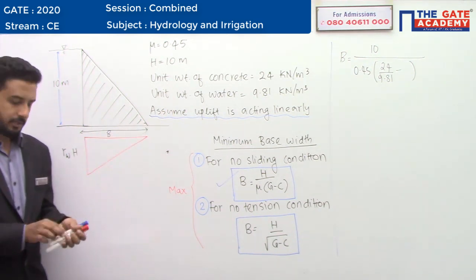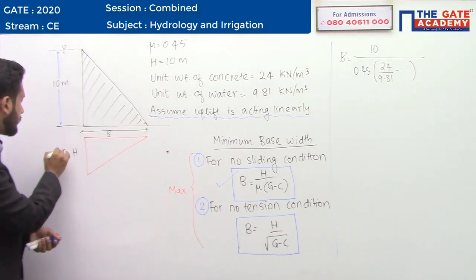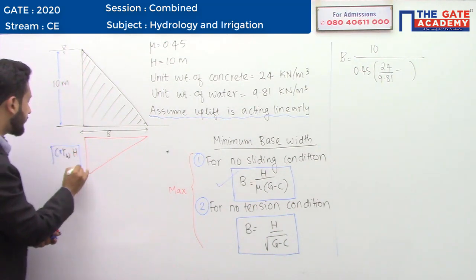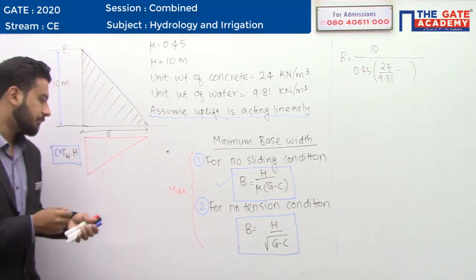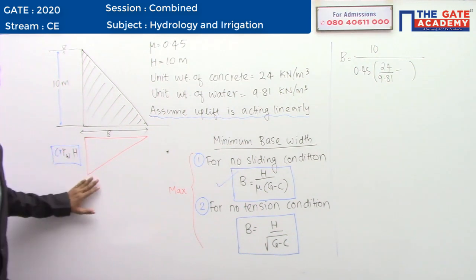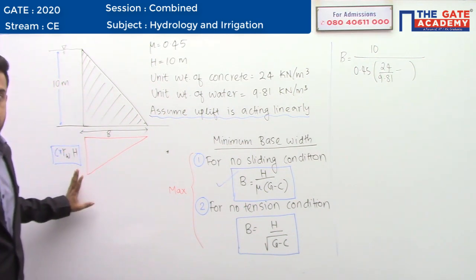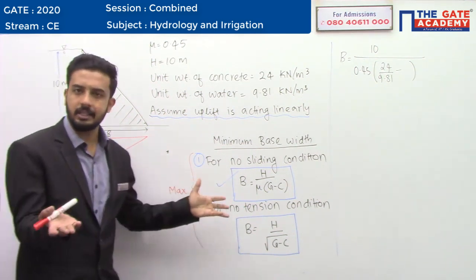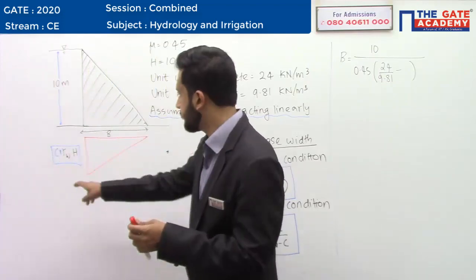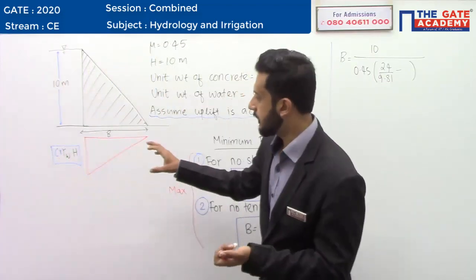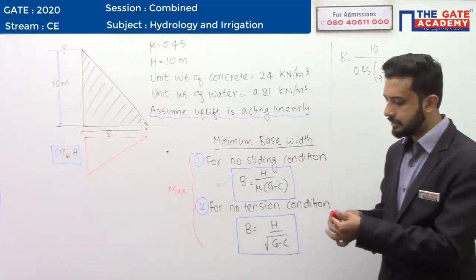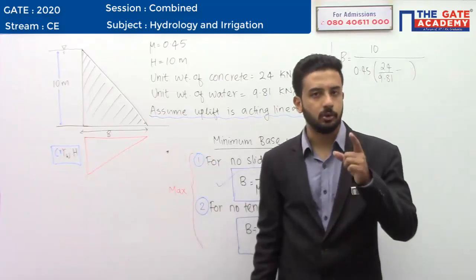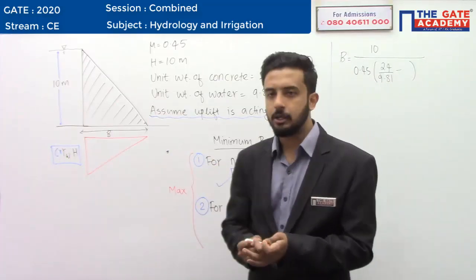I told you if you are considering the uplift coefficient also, we are going to multiply with the uplift coefficient, then gamma W into H. They told that it is acting, so we cannot neglect it. If we can neglect it, we are neglecting the uplift. If uplift is not acting, your C is going to be 0. But here they told that it is linearly acting, which means your C value is going to be 1. So that value you have to substitute here.